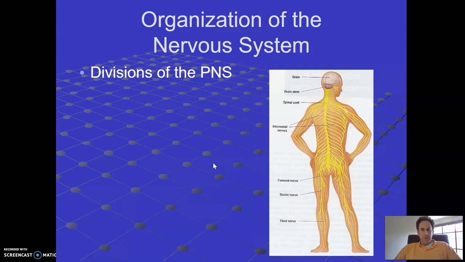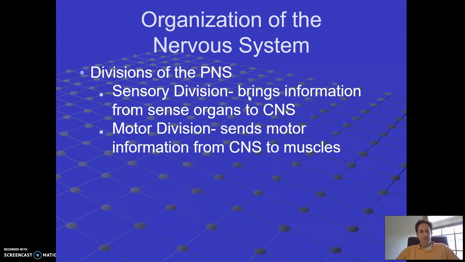So these divisions that we talk about, they're not very easy to identify in terms of anatomical differences. These divisions are more functional divisions within the nervous system, so you can't really point to them on a diagram necessarily. So let's break down what the functional divisions of what the nervous system does are. The first division is the sensory versus the motor division. The sensory division brings sensory information from the sense organs to the central nervous system. And the motor division is going to send motor information from the central nervous system out to the muscles.